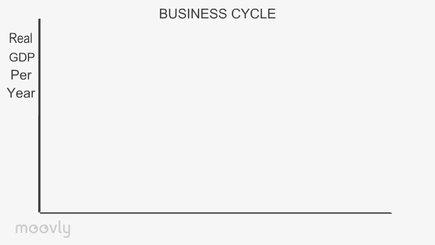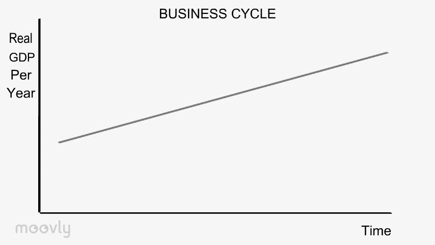G'day mate, this is an informative video on the macroeconomic concept known as the business cycle. The business cycle is a graph that demonstrates how the national economy fluctuates, resulting in periods of boom and bust. Real GDP per year is shown on the y-axis and time is shown on the x-axis. The first slanted line represents economic growth as real GDP steadily increases at full employment over time.